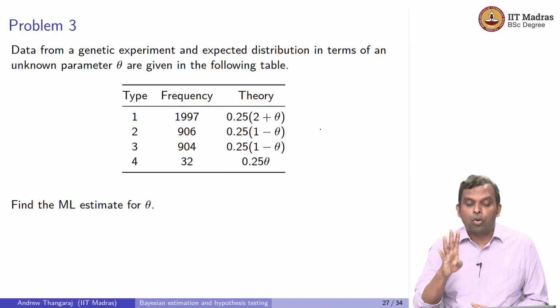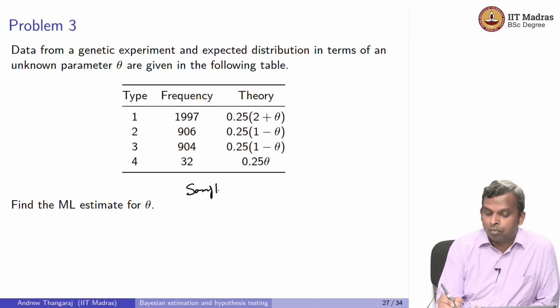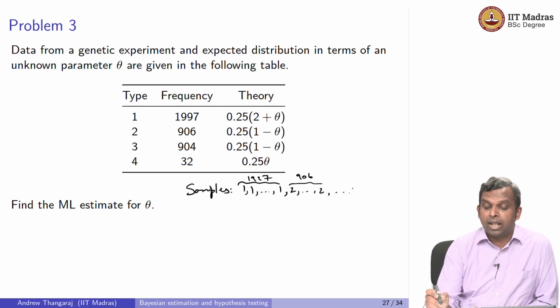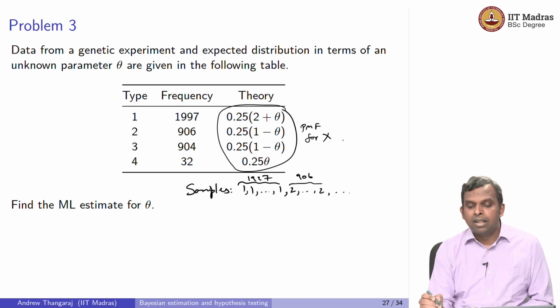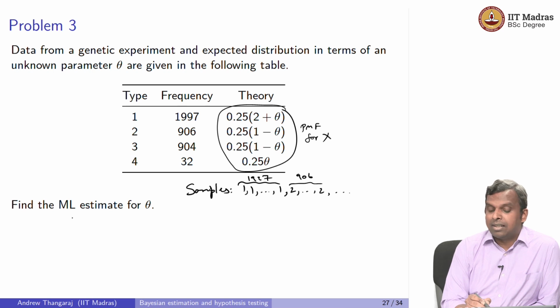There are four values. So the way to read the samples here is: samples are 1, 1, 1 occurring 1997 times, and then 2 occurring 906 times, like that. Okay, so that's how you read the samples. And the distribution is here. This is the distribution for x, the PMF for x. You can use the method of moments, it's quite simple, but what's been asked here is the ML estimate.